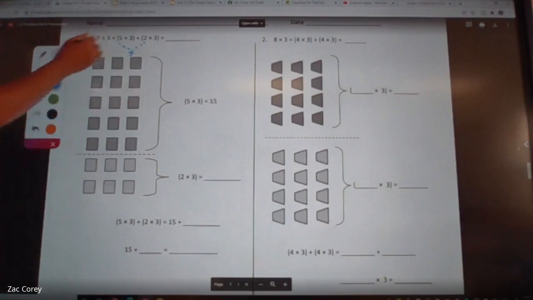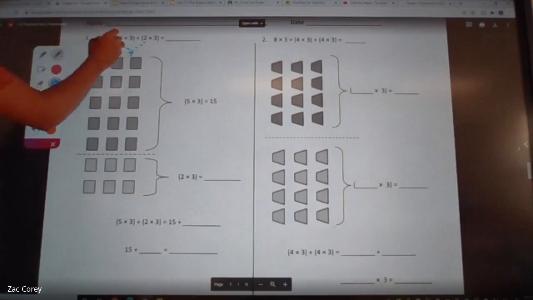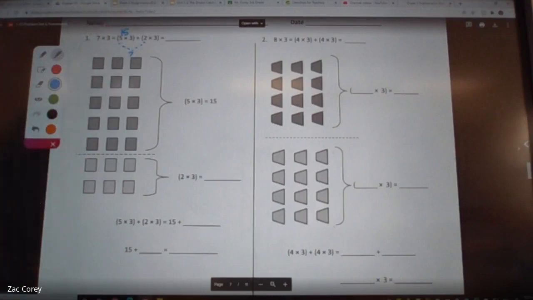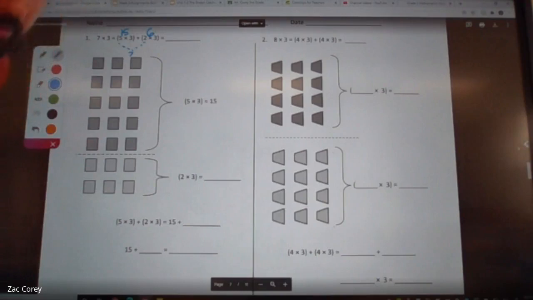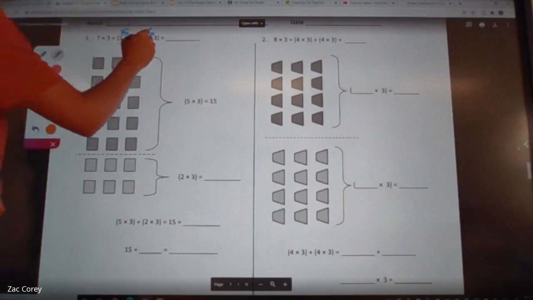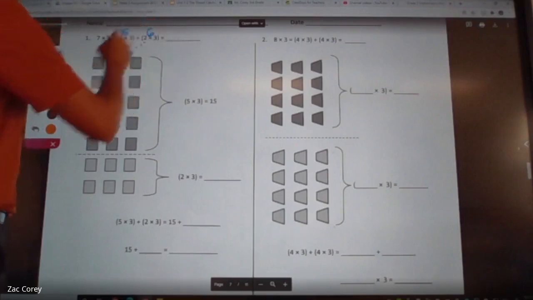So let's take a look at number one here. Number one says 5 times 3. So if we count by 5 3 times, that's 15. And then 2 times 3, if we count by 3 2 times, that's 6. I know that's at the very top. Hopefully you guys can see that. All right, so 15 plus 6 equals 21.